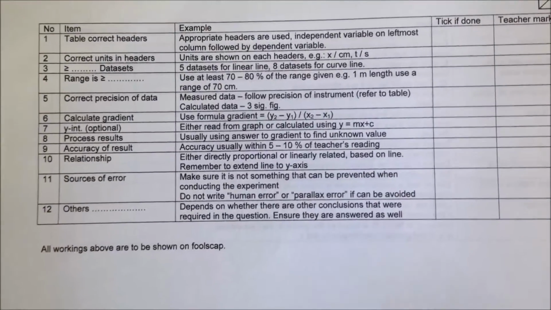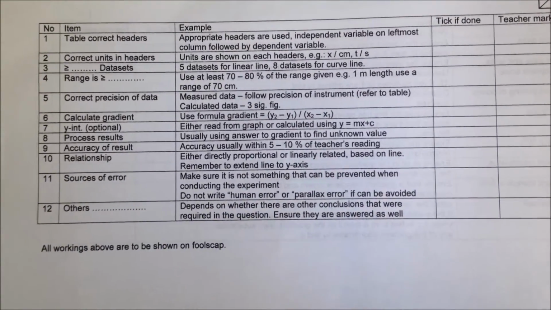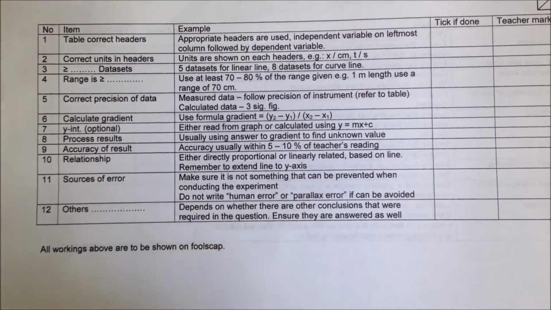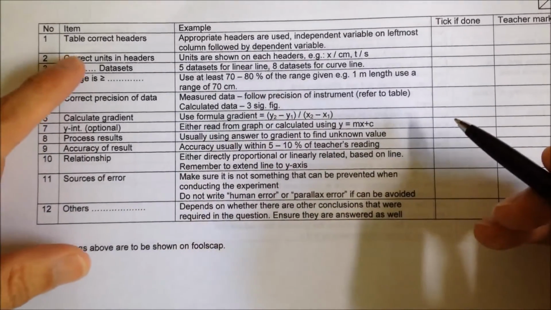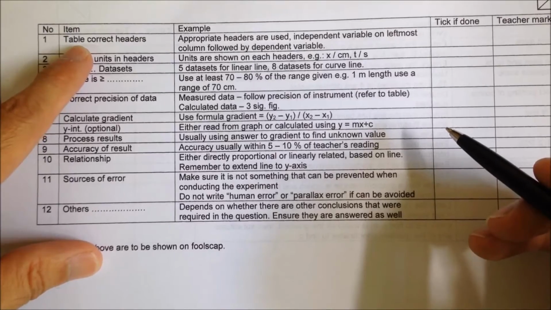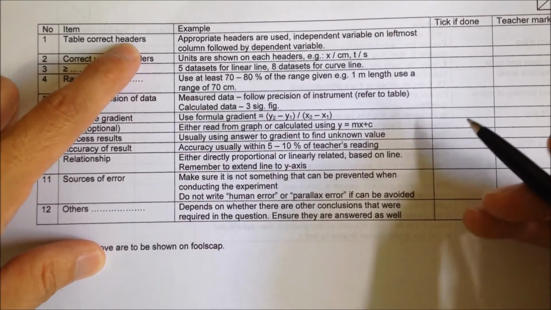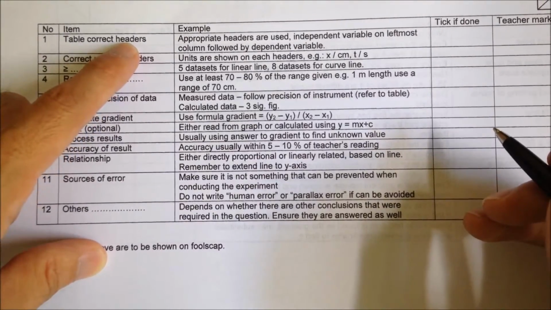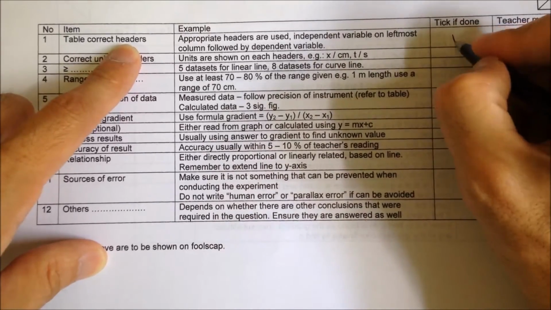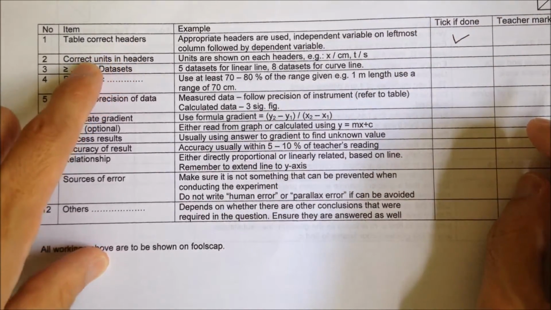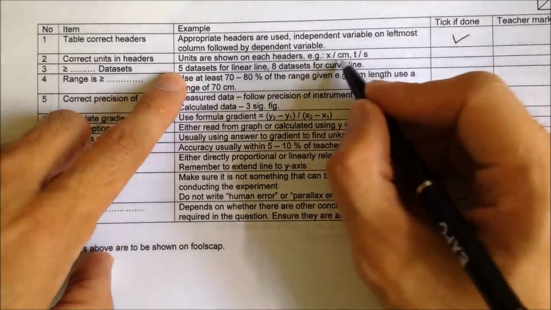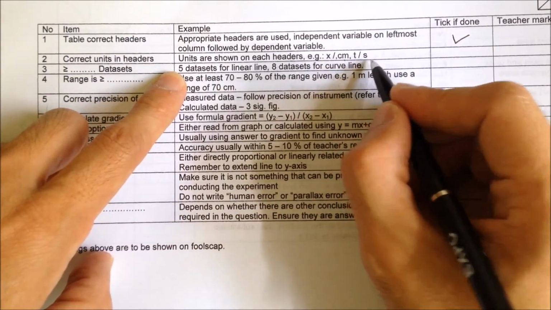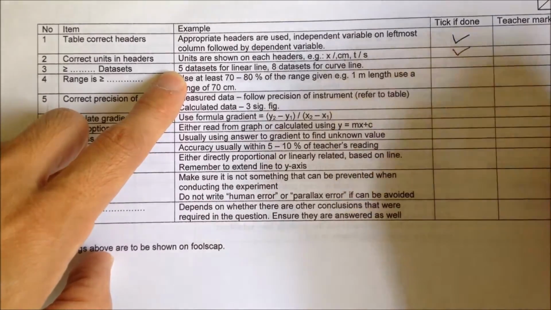Okay, let's go back to the table again. So as you have already gone through the initial part of the table, we have already recorded the correct headers in the table. So if you have recorded correct headers in the table, you give yourself a tick. Alright, then the second one is the correct units in the headers, which you have already done. x is slash centimeter, T is slash seconds. So you give yourself a tick.